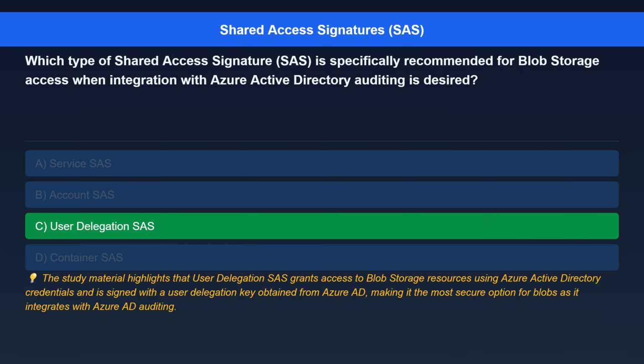The correct answer is User Delegation SAS. Here's the explanation. The study material highlights that User Delegation SAS grants access to blob storage resources using Azure Active Directory credentials and is signed with a user delegation key obtained from Azure AD, making it the most secure option for blobs as it integrates with Azure AD auditing.